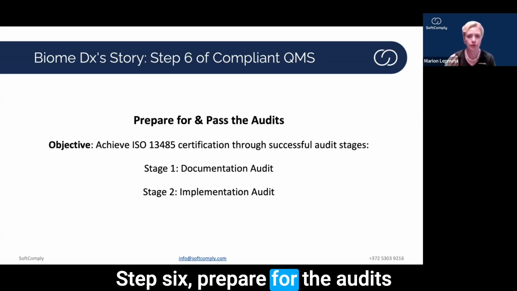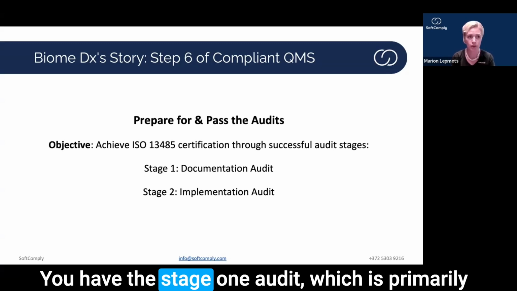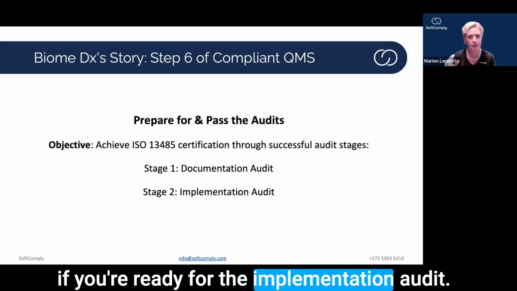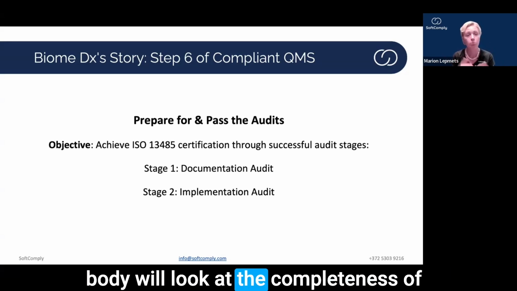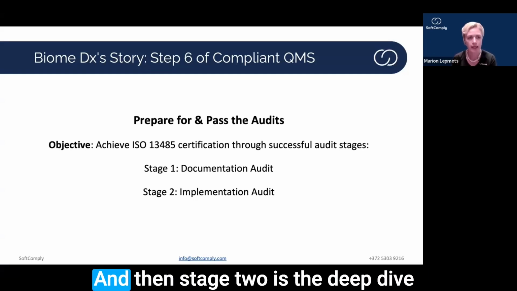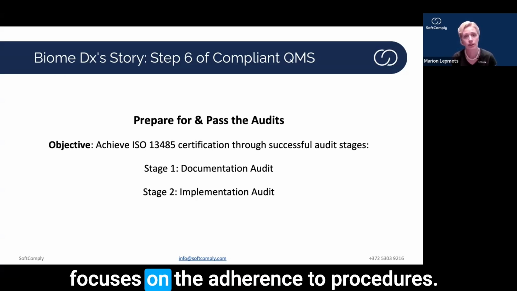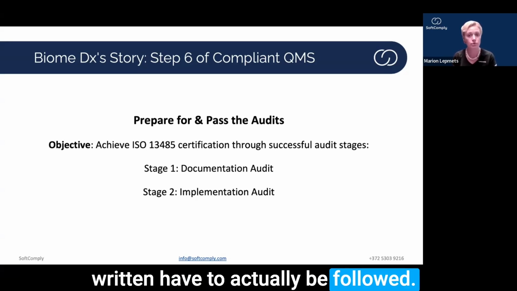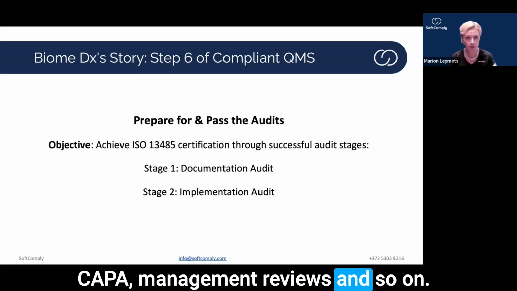Step 6, prepare for the audit. As far as 13485 goes, you have two audits. You have the stage 1 audit, which is primarily the documentation audit to really understand if you're ready for the implementation audit. In there, the auditor, the notified body, will look at the completeness of your quality management documents. And then stage 2 is the deep-dive implementation audit that normally takes a few days for small teams and focuses on the adherence to procedures. So the procedures that you have written have to actually be followed. There should be an internal audit record, CAPA, management reviews, and so on.